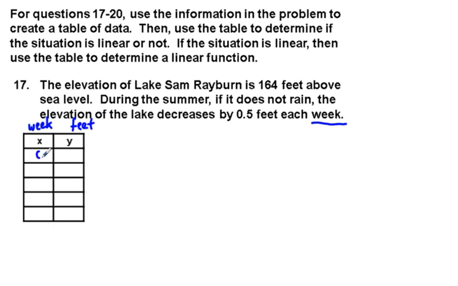So at initial time, we will say at time equals 0, we have 164 feet above sea level. And then we are decreasing as we go up. We are decreasing 0.5 feet. So after the 164 minus 0.5, we're going to have 163.5. And then after week 2, we're going to subtract another 0.5 feet. We're going to have 163 feet elevation.